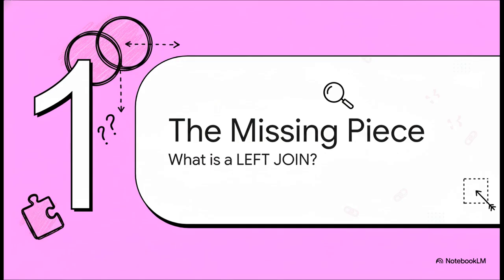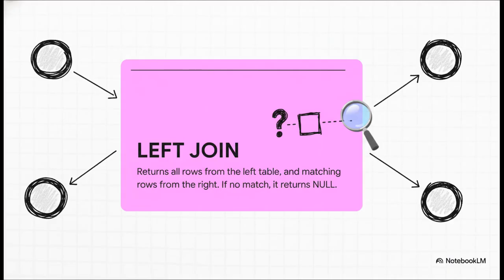Okay, so let's put an official definition on this thing. What exactly is a left join? Here's the official scoop. A left join makes one simple promise. It will give you every single record from your first table, the one we call the left table. If it finds a match in the second or right table, great, it brings that data along for the ride. And if it doesn't, it just leaves a little placeholder called NULL. And that placeholder, well, that's where the magic really happens.